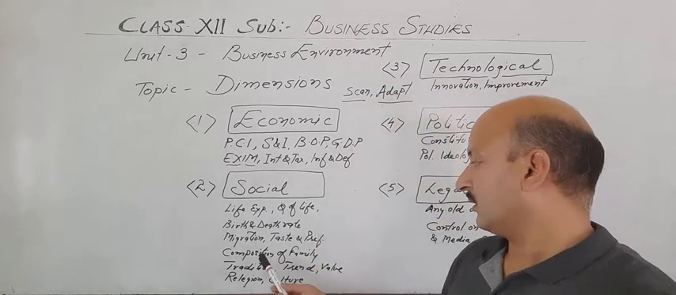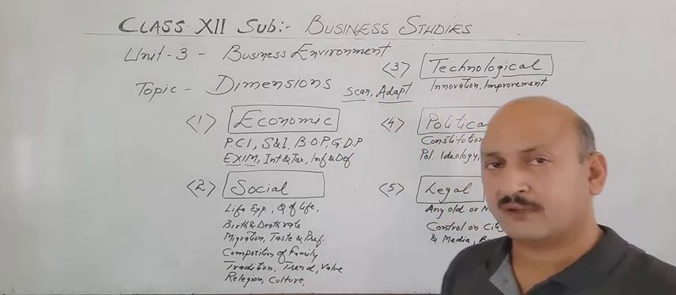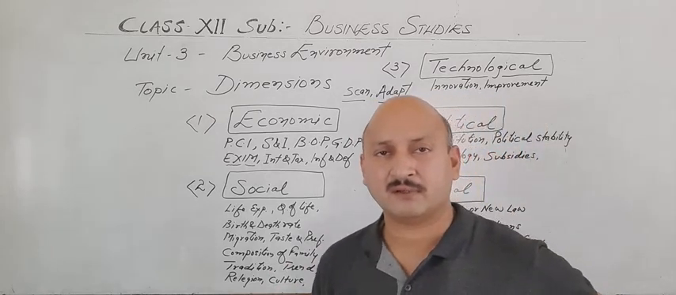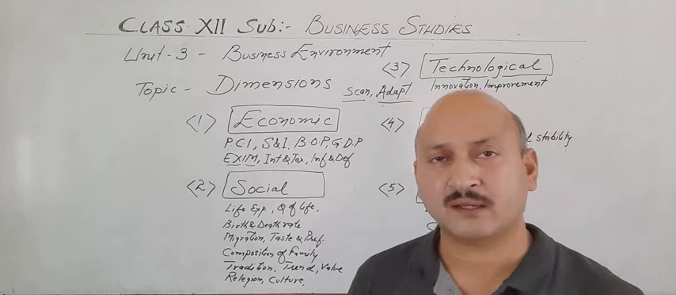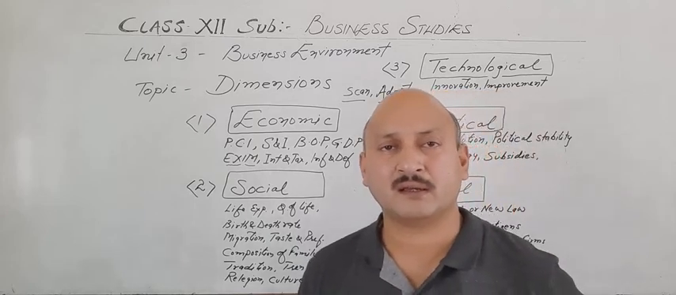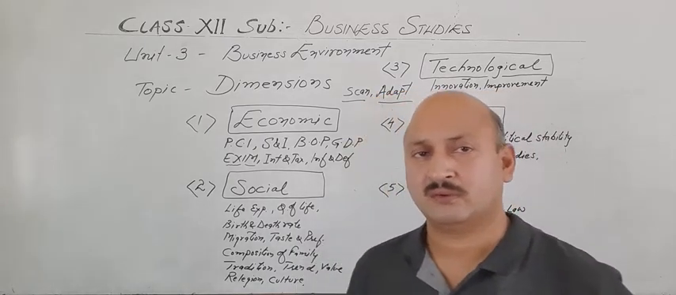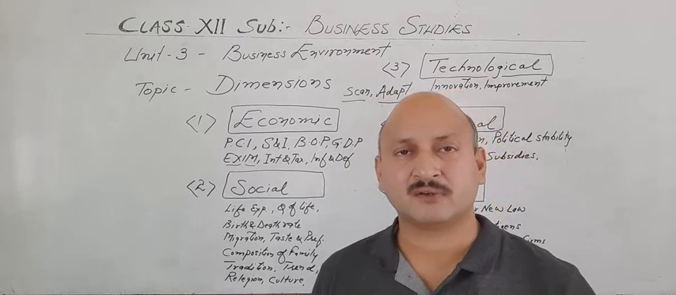It includes the composition of family, which type of families we have. Earlier we had joint family system, and now the joint family system is decreasing and nuclear families are arising more. So there are various reasons. Migration is also one of them.